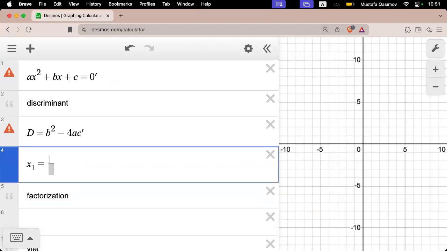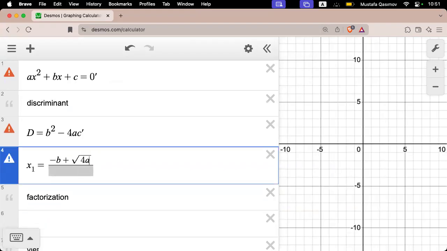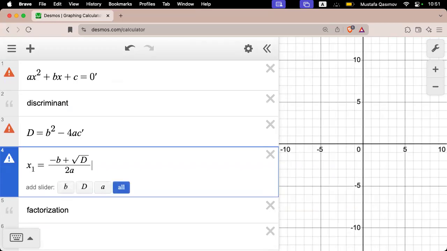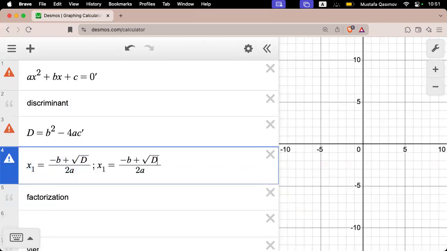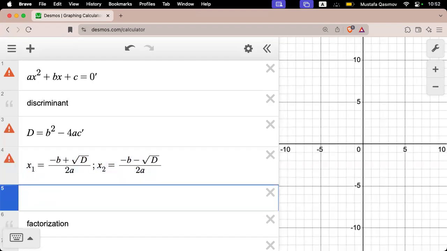First one is x1 is equal to negative b plus square root of, not 4ac, discriminant, over 2a, and the second one is like that, minus. Yeah, it's plus minus. I don't know how to put plus minus in decimal, so that's why I'm writing it like that. So, let's say we have a question like this in the exam.